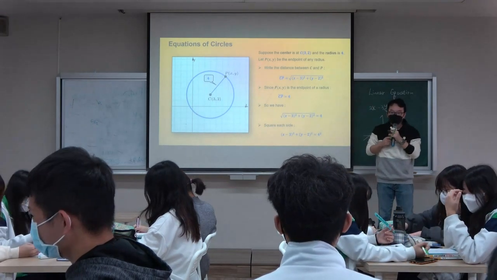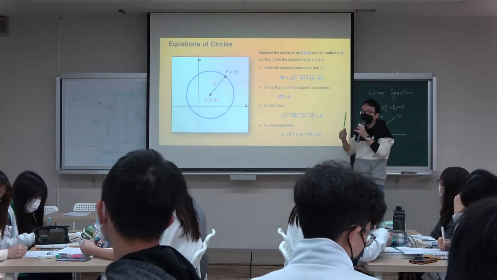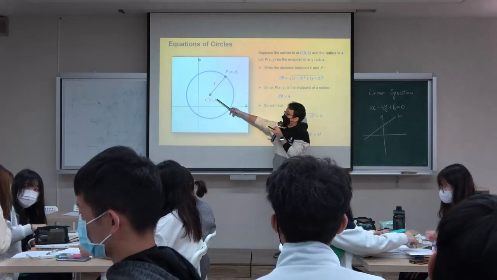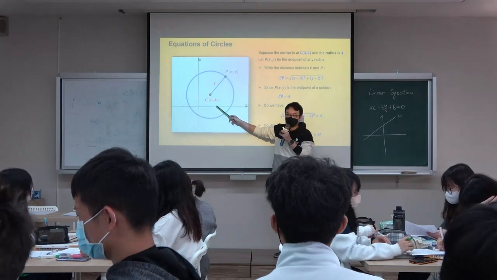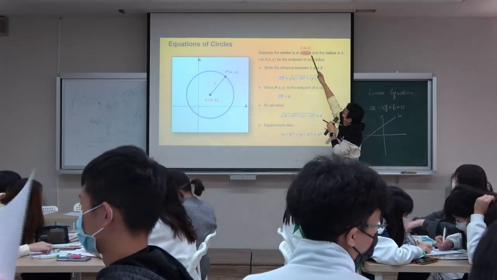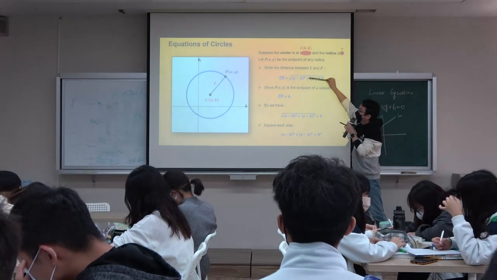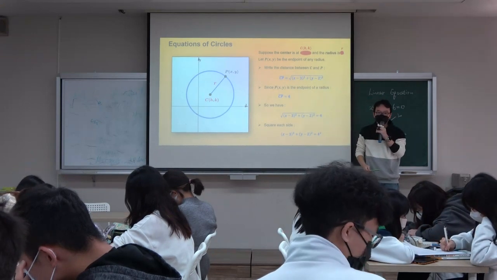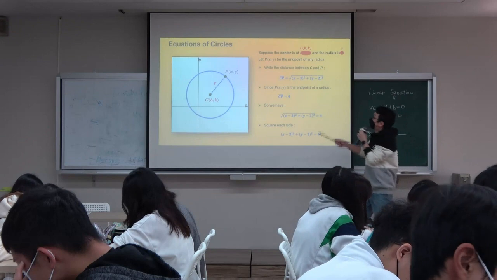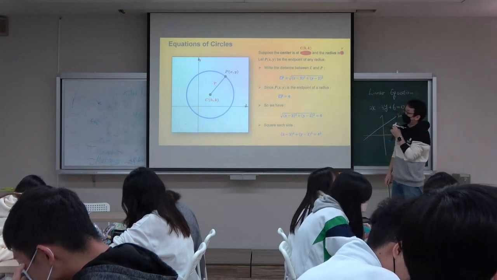Okay, and if we apply this procedure with an unknown center h comma k, and with the radius r, okay, and the radius is r. Try to rewrite the procedure on your worksheet. Okay? We replace the point with unknown point h comma k, and radius r.